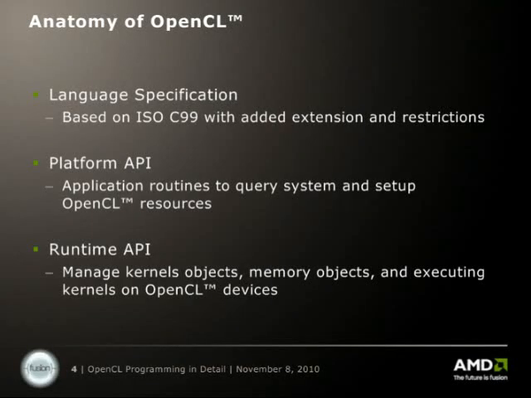So here's the basic structure of the OpenCL API. It includes a language specification. So this is the C language extension that you'll actually use to program, for example, a GPU. And it has some added extensions, but also some restrictions in the programming language. Then there's a platform API, and this provides routines that allow you to query your system to identify the available resources and set those resources up for the compute layer. And then there's a runtime API, and this is what you use on the host side to manage kernel objects, memory objects, and to execute the kernels on the OpenCL devices.